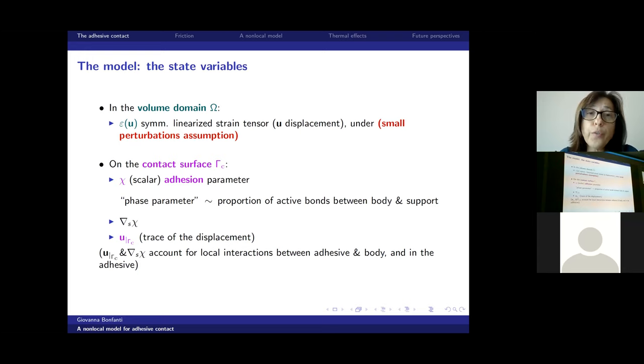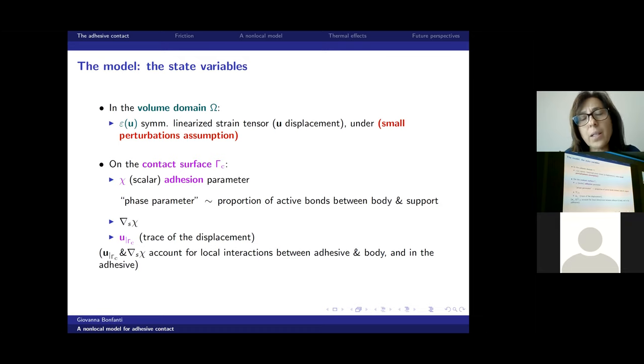Conversely, on the contour surface, we are assuming that there's a variable key, which is scalar, that is an adhesion parameter.